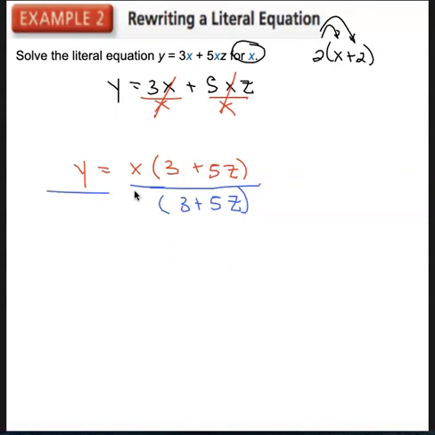So I divide, what I do to the right side, I do to the left side. So I divide the left side by 3 plus 5z as well. Well, the quantity of 3 plus 5z on the right divided by 3 plus 5z simplifies to 1. X equals y over 3 plus 5z.